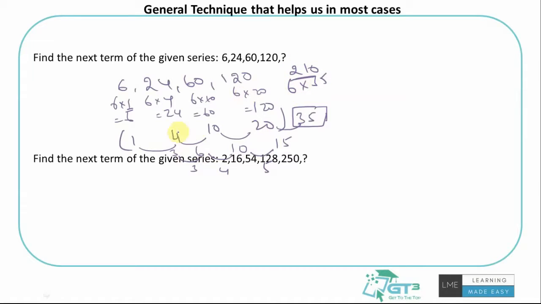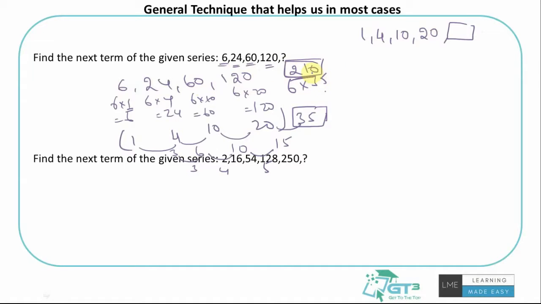Let me repeat this again to clarify. 1, 4, 10 and 20 are the multiples used for 6, 24, 60 and 120. So I need to figure out what should be the next term in this logic so that I can multiply it with 6 to get the actual term. If that's 35, 6 into 35 would be my next term for this series. 6 into 1, 6 into 4, 6 into 10, 6 into 20. So 6 into 35 would give me 210.